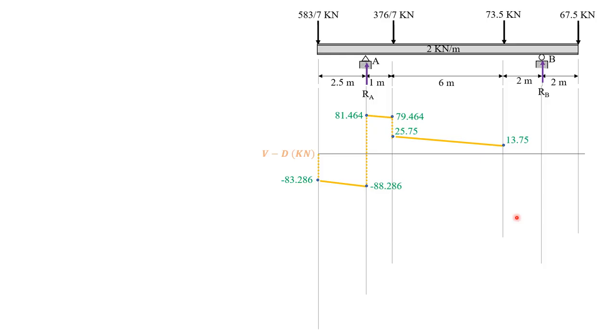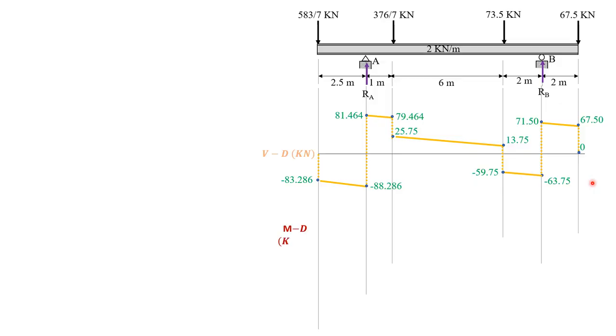13.75 minus 73.5, direct abrupt change. So negative 59.75. Then minus 2 times 2, minus 4. Sorry, negative 59.75 minus 2 times 2 minus 4, so negative 63.75 plus the reaction at B, it becomes positive 71.5. Then minus 2 times 2 minus 4 is 67.5. Then finally minus 67.5, so that closes the shear diagram.